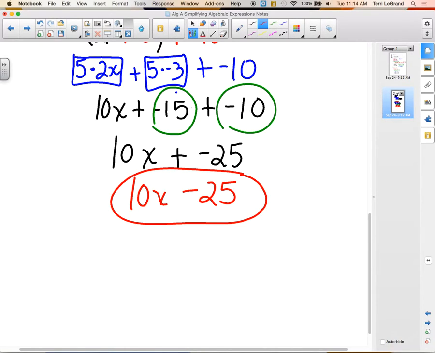So we're practicing simplifying to get ready for solving equations that are going to have to be simplified first before we can actually go about solving them. So we're just simplifying expressions to get the practice. Okay? Questions? Okay. Go ahead.